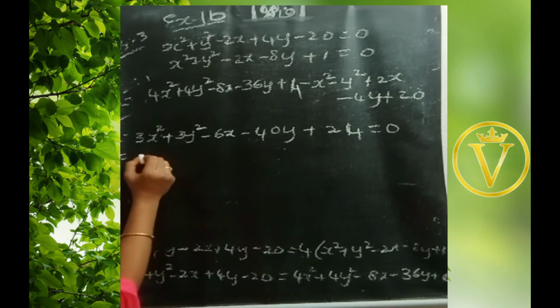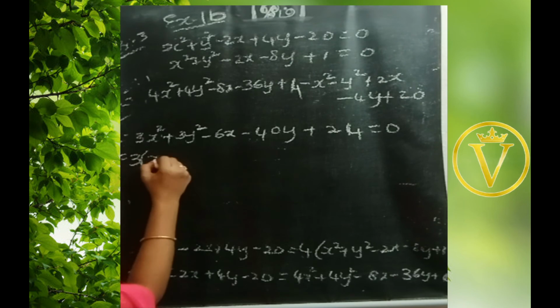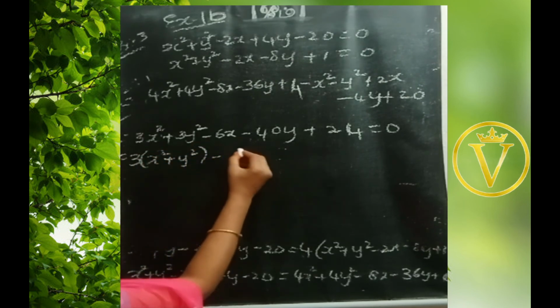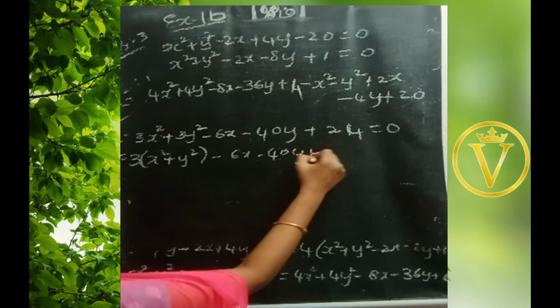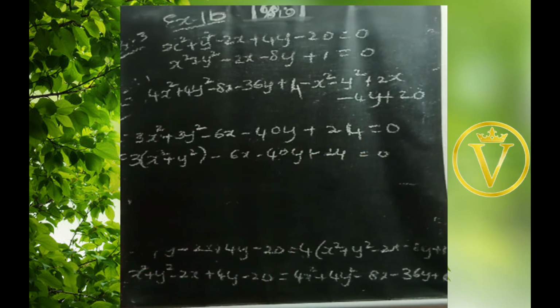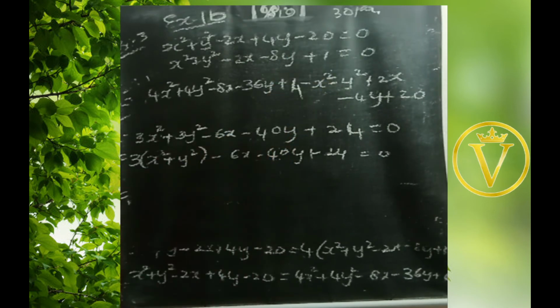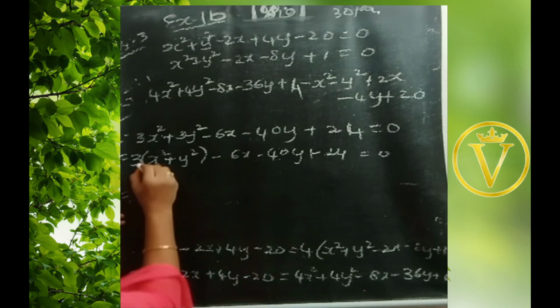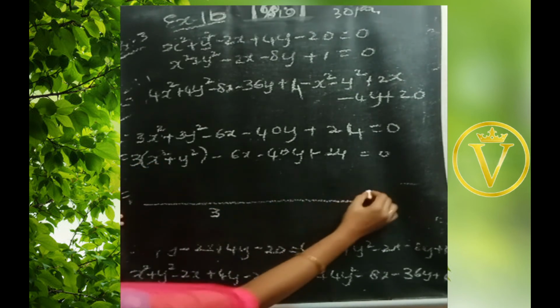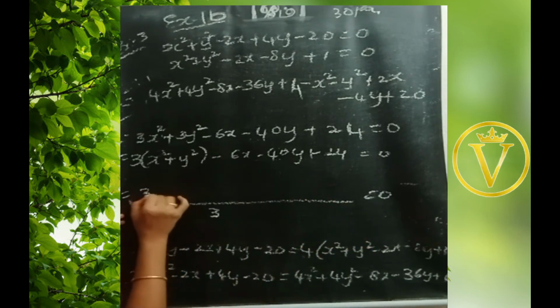Now we have to prove, they have given one equation to find out: x square plus y square minus 2x minus 12y plus 8 equals 0. They have asked to show that x square plus y square minus 2x minus 12y plus 8. So to prove that, I am dividing by 3 on both sides.